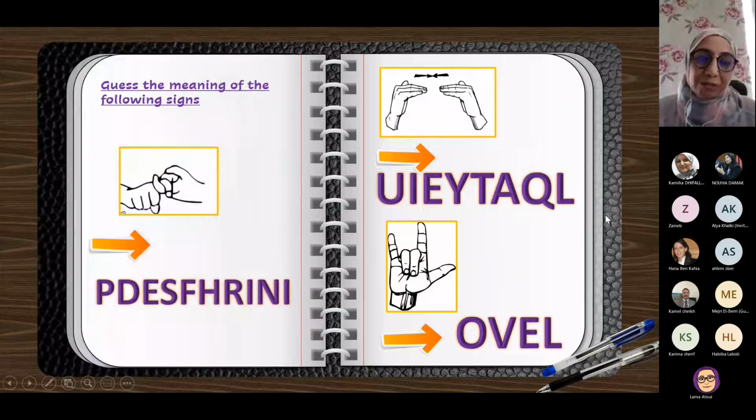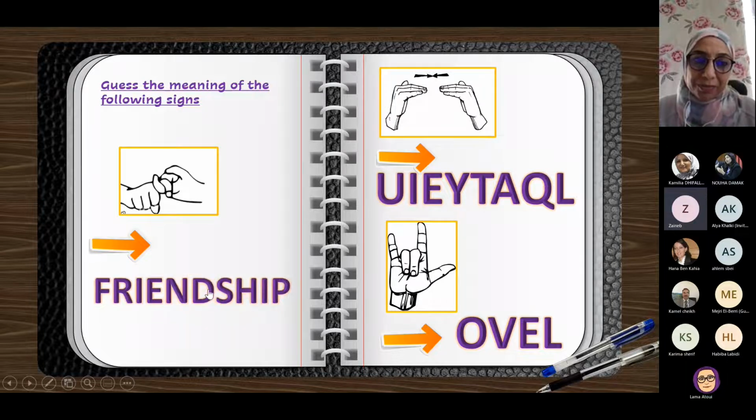So guess the meaning of the following sign. Here I have the word that is unscrambled, and this is the ASL sign. So maybe you can guess what this sign stands for in the ASL language. These letters are scrambled. So if I click, you will see I have the answer. So this sign means friendship.